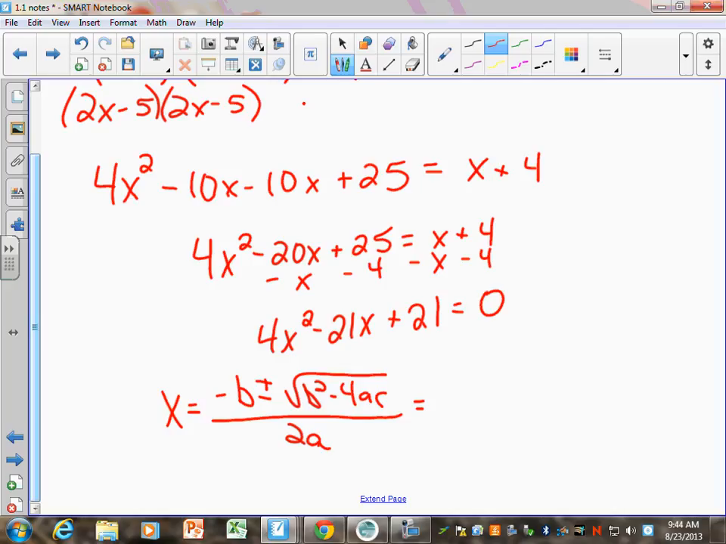So what would this be? Negative b, so that would be 21 plus or minus the square root of 21 squared. I don't know what 21 squared is.